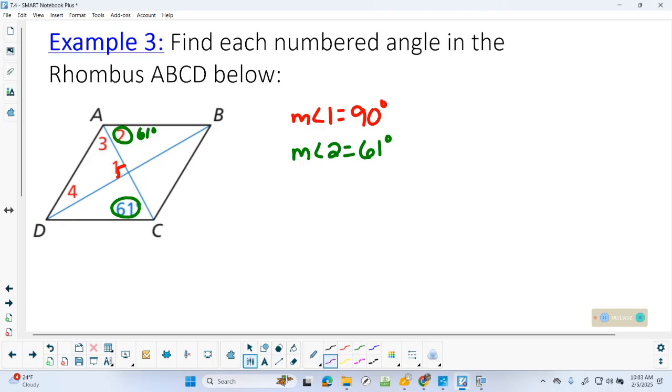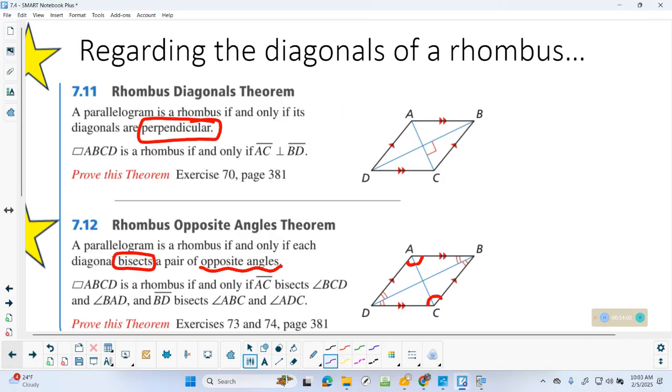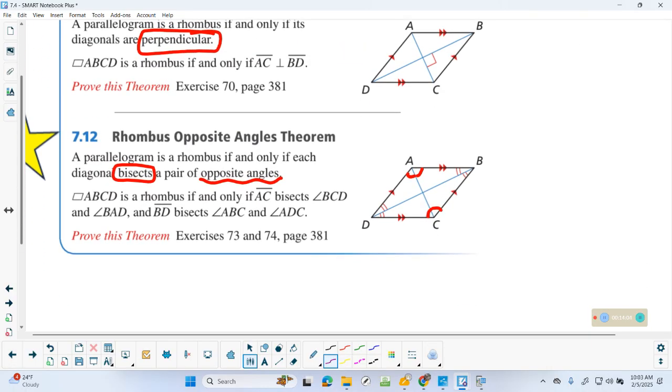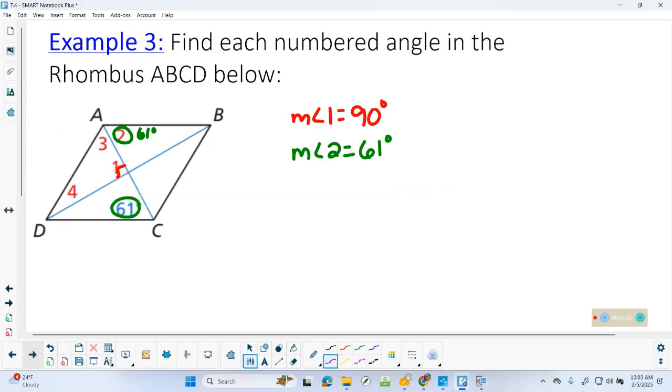Now, of course, I'm just doing them in order here. I'm going to do 3 next. Now, guess what? If you know 2, you know 3, because that is that last little property we looked at. They bisect opposite angles, so those corners are equally split in half. So if this guy is 61, this is 61. I can just copy it. Okay, that was one of our new properties.